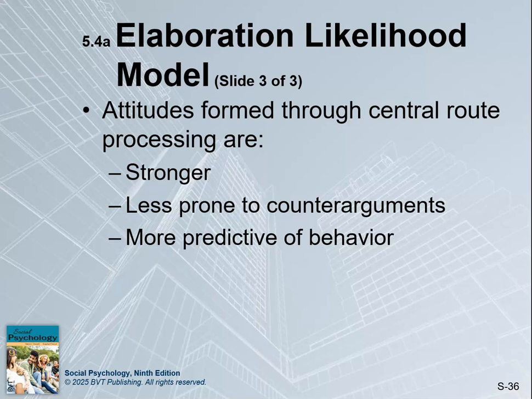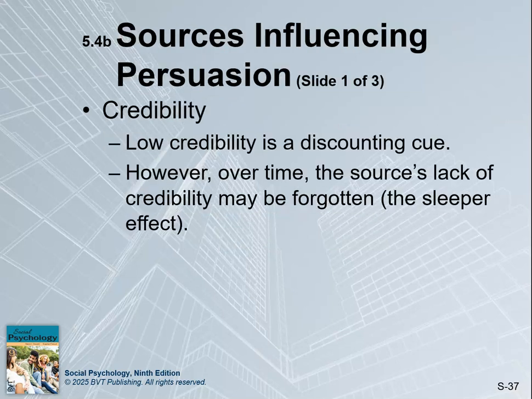So in social psychology, we have found that attitudes formed through the central route tend to be a little more stronger and less prone to counter arguments and lead to more predictive behavior. And there are various sources that influence persuasive abilities. And the first is called credibility. So you can see low credibility is a discounting cue. However, over time, the source's lack of credibility might tend to be forgotten, and that is called the sleeper effect.